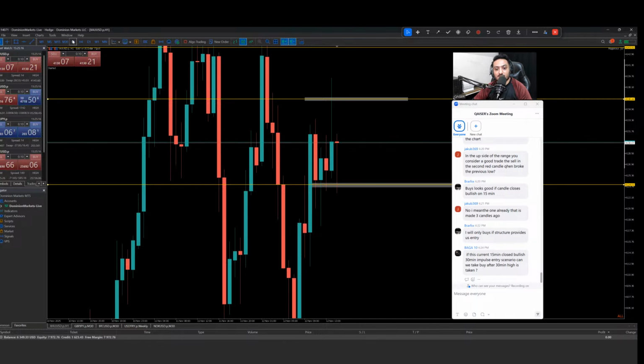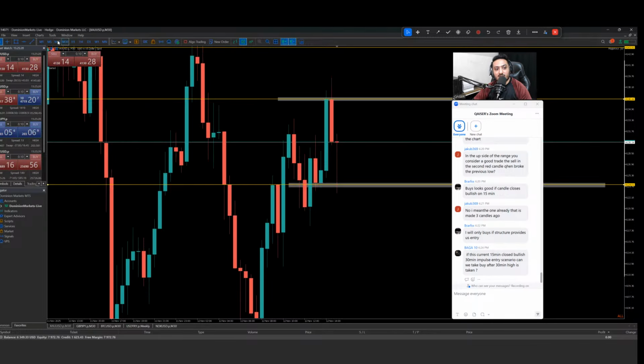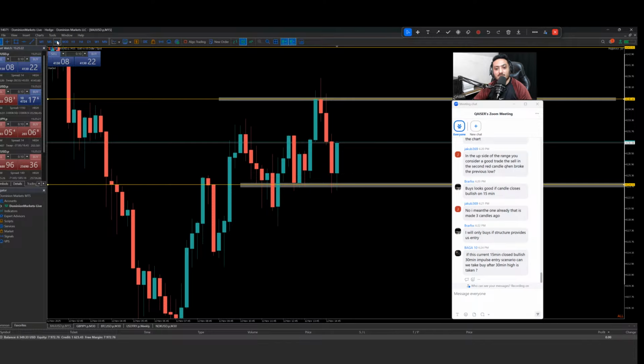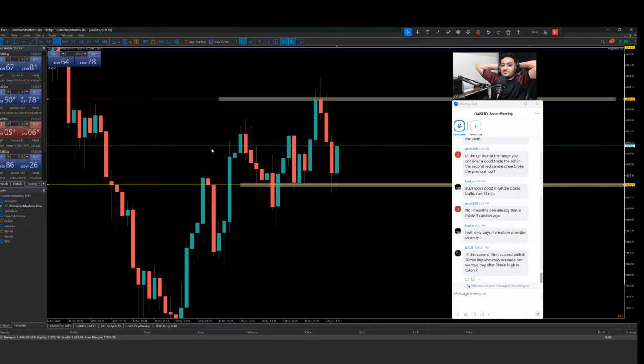Wow, look at this one. It seems like a consolidation right now. So 5 minutes left for this candle to be closed, and we are just ranging, I think. We are just ranging.